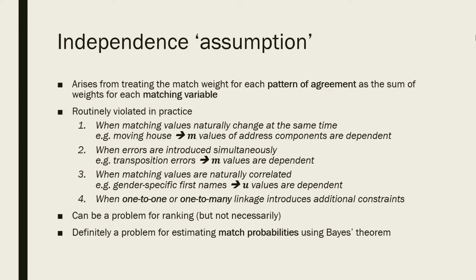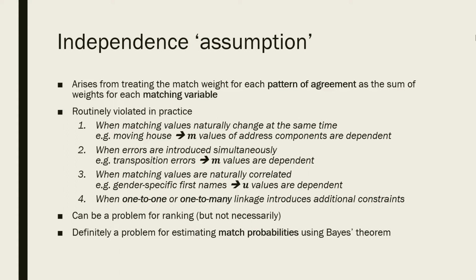And it's also violated by natural correlations that occur between matching variables. So, for example, gender-specific first names. Records that agree on first name, you can be almost certain are going to agree on sex as well. And so having information about both of those matching variables doesn't necessarily tell you anything more. And lastly, the one-to-one and one-to-many restrictions that I mentioned earlier introduce additional constraints that cause dependencies between match probabilities.